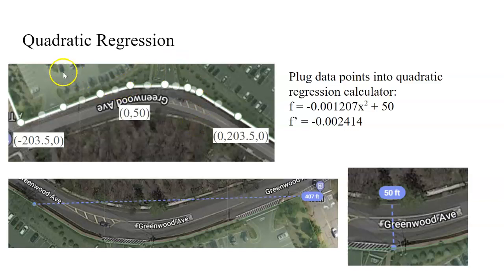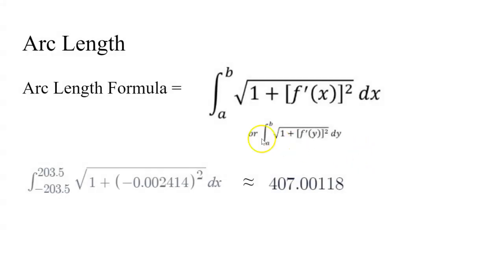So I used quadratic regression to plug in points that I found using the measure and distance tool in order to find a formula. So I used a quadratic regression program and plugged in these 3 data points to get this formula here. To find the arc length, you also need to find the derivative of this formula. So I plugged that derivative into this arc length formula to find out that the curve had a length of around 407 feet.